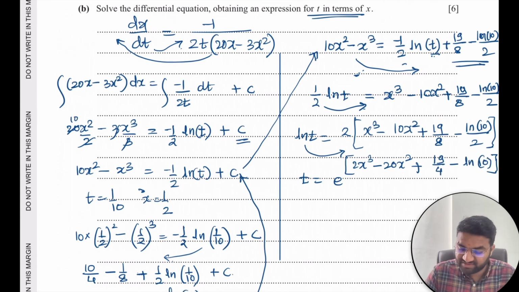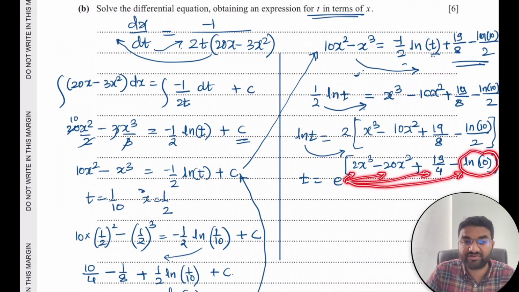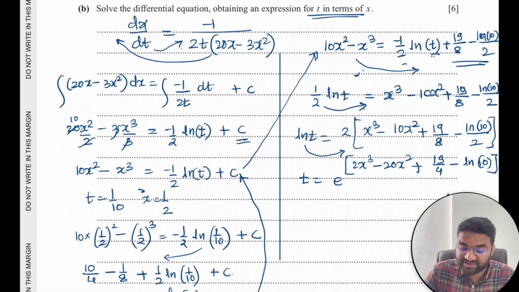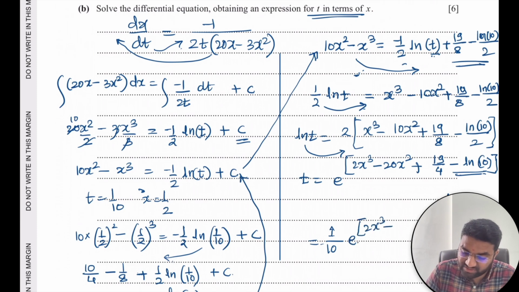If you distribute this e to each and every term, not necessary, but we have to distribute for this ln of 10 because we have a simple formula, e raised to ln of a, then we will get just a. Here we have negative ln of 10, so we can write here 1 upon 10 e to the power of this whole bracket 2x cube minus 20x square plus 19 by 4, and that's the value of t.